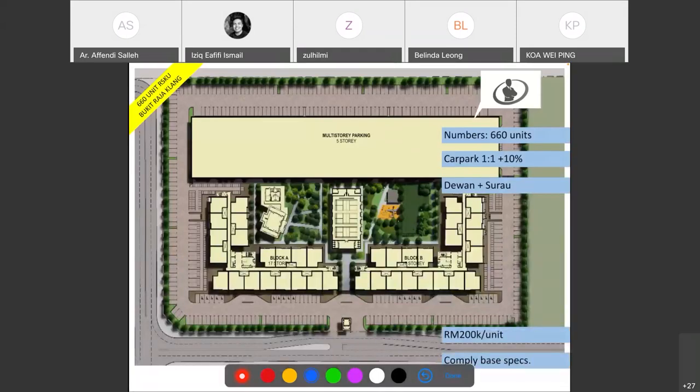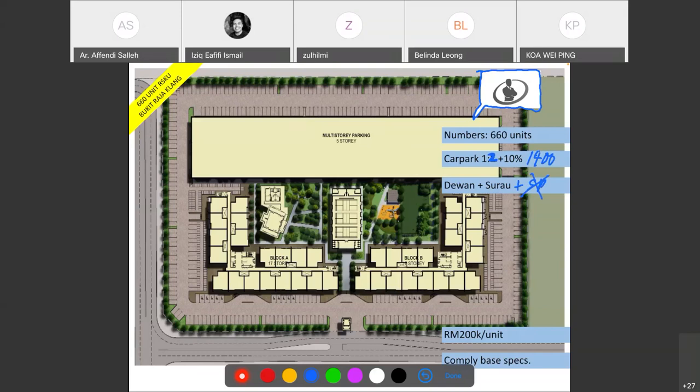Okay. The authority says for this particular project, 660 units, no compromise. Car park, here car park 1:2. So I have to provide around 1,400 car park bays. Plenty of car parks. Okay. All this stipulates that the developer must provide one hall and one surau. Sebelum ni dia minta swimming pool, tapi we managed to waive. No need to have a swimming pool.